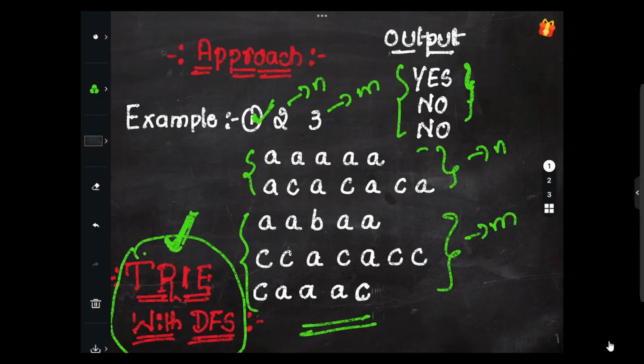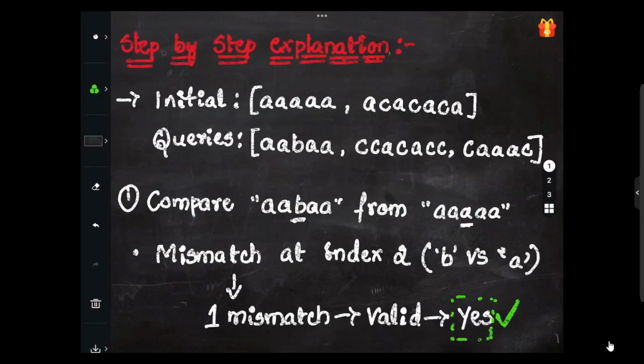I just want you to know that we'll be making use of the trie along with the DFS for writing the code. We'll be going with the data structure trie along with the DFS, depth first search, right? So let's move on with the step-by-step explanation here. The same example we have considered. Here initially we have 5 times A, 3 times A C and A, right? So the query strings are double A B double A, double C A C, A double C and C double A A C. First we have to compare this one with this one, right?